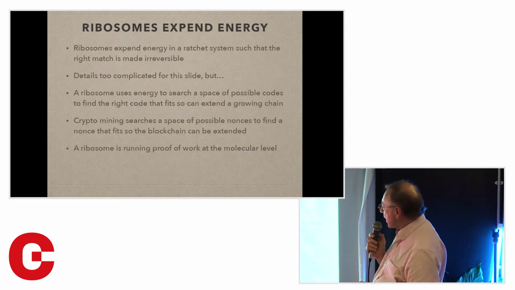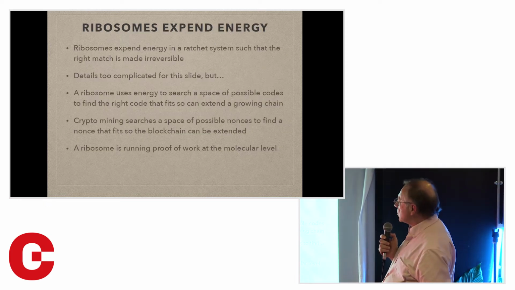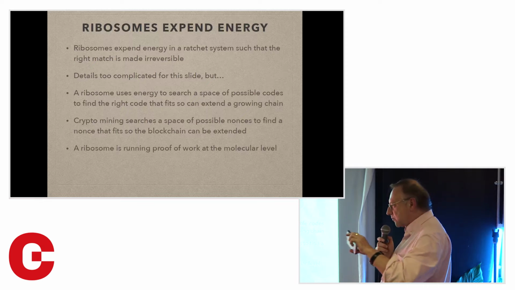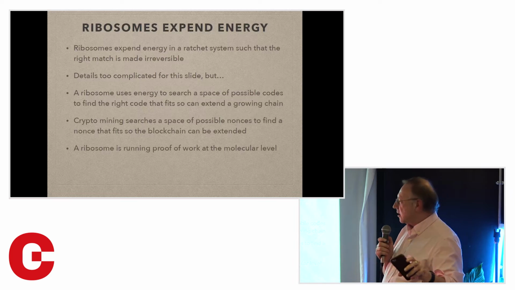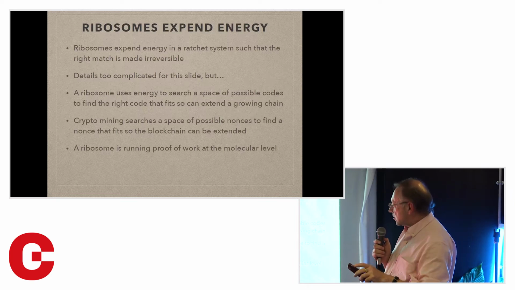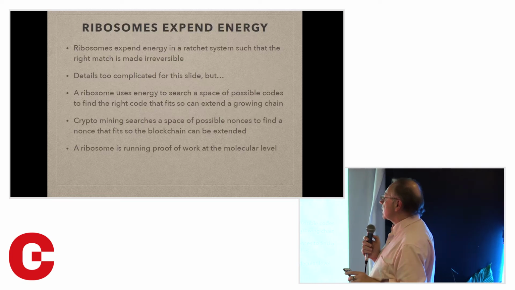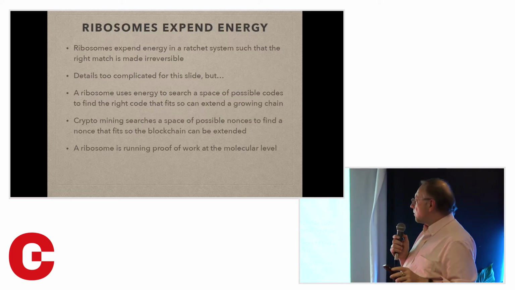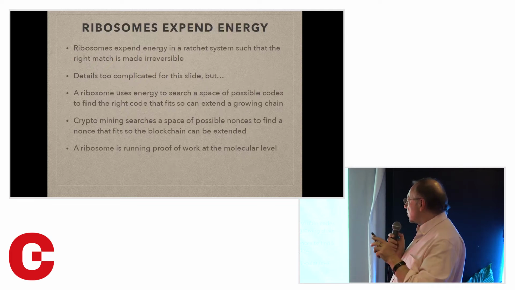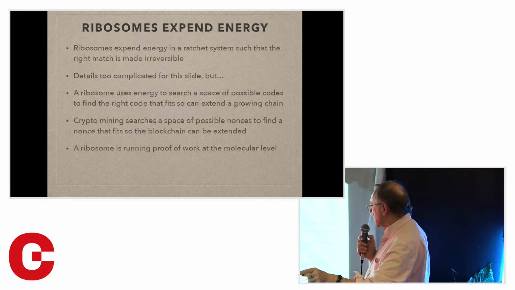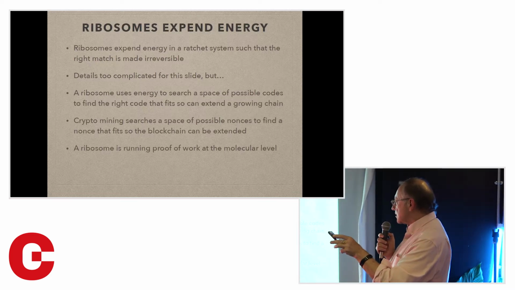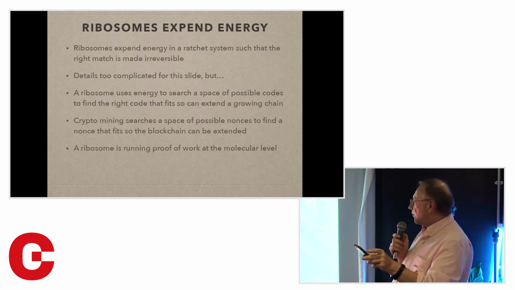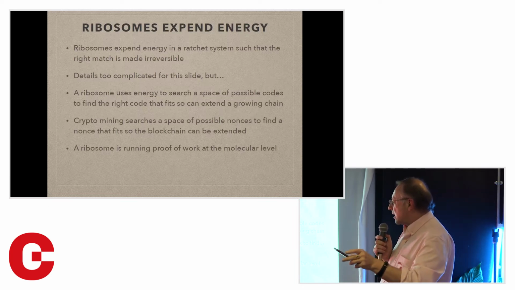So we'll just recap there. Ribosomes expend energy in a ratchet system so that they go up one way but can't go backwards. Too complicated. I've written an article on this, which I'll do a QR code for and you can follow that. A ribosome uses energy to search a space of possible codes to find the right code that can fit and extend a growing chain, which is just like crypto mining, which searches a space of possible nonces to find the nonce that fits the blockchain so that it can be extended.